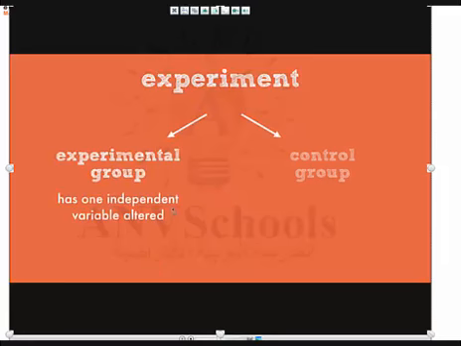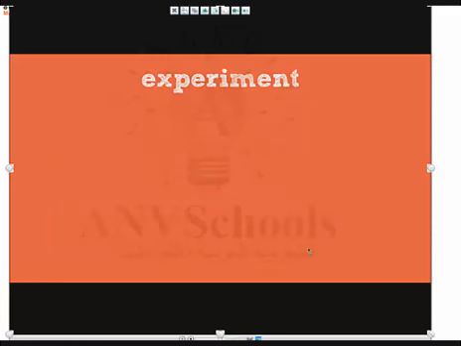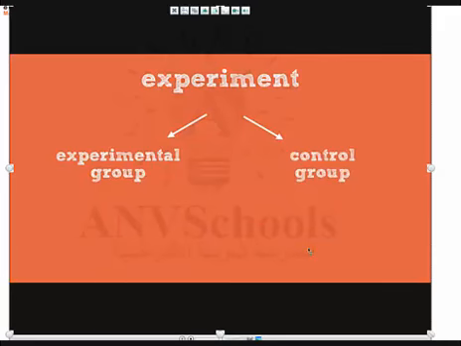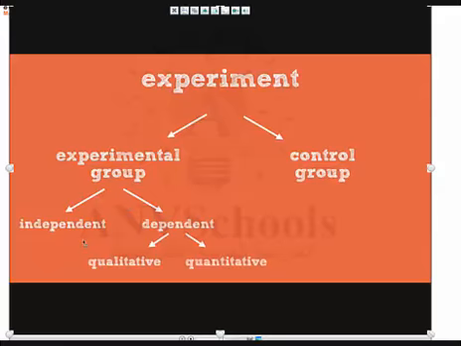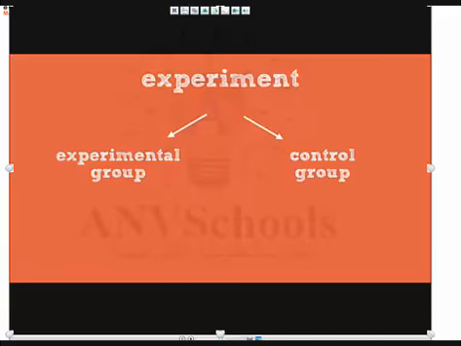Experimental group has one independent variable altered, and control group, all the other groups are compared to this normal. So bears in water, this will be dry. Experimental group and control group. This is what we are looking at. So experimental group is the group that we will be observing. And what do we do here? What we will do is simple.